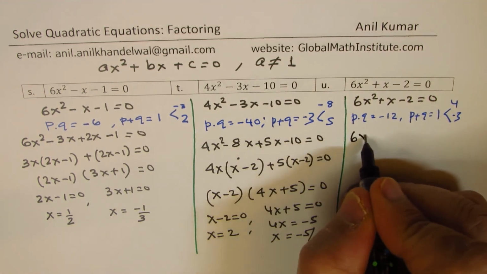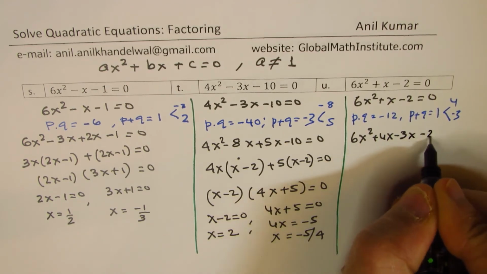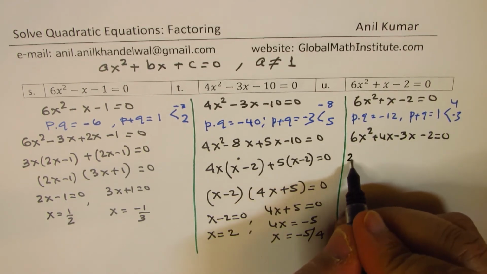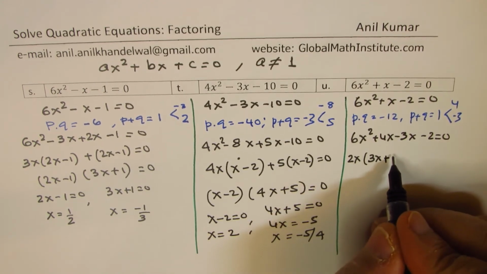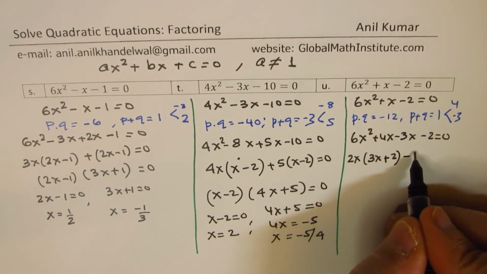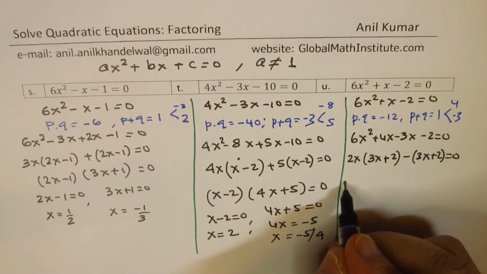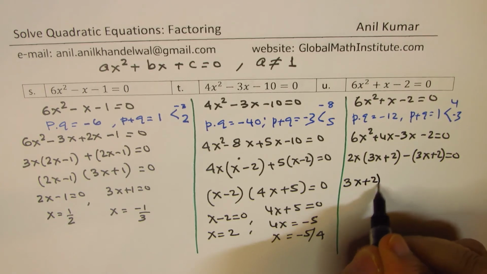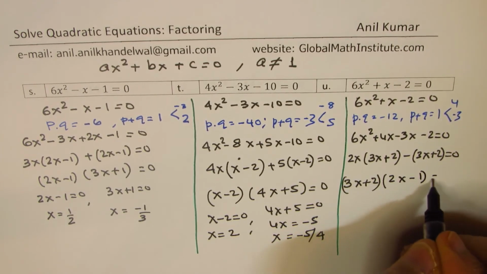So we could write this as 6x squared plus 4x minus 3x minus 2 equals to 0. 2x is common factor, so we get 3x plus 2. And here we can take minus as a common factor. 3x plus 2 equals to 0. So we get 3x plus 2 as one of our factors. The other one is 2x minus 1.